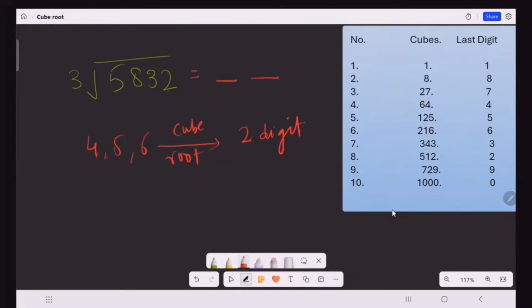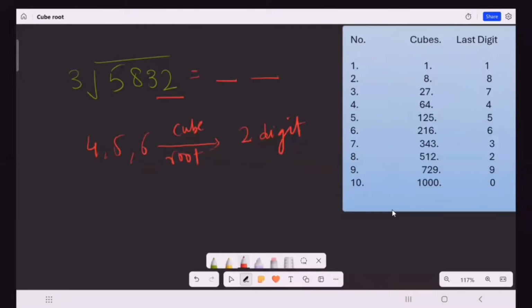Now, moving on further, look at all the unit digits of the numbers in the cube column. They are all different from each other. 1, 8, 7, 4, 5 that I wrote separately here, and all the digits cover 0 to 9: 0, 1, 2, 3, 4, 5, 6, 7, 8, and 9.